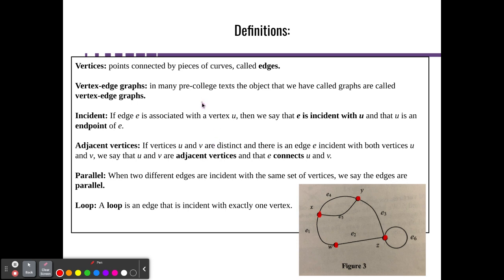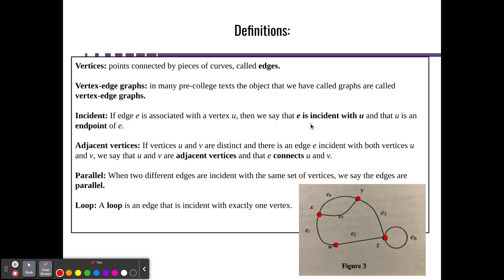So vertex edge graphs. We're going to call them just graphs here, but to delineate, if you have a pre-college text, to make sure people are thinking about vertex edge graphs versus graphs in general, we call them vertex edge graphs. That's just a delineation of vocabulary.